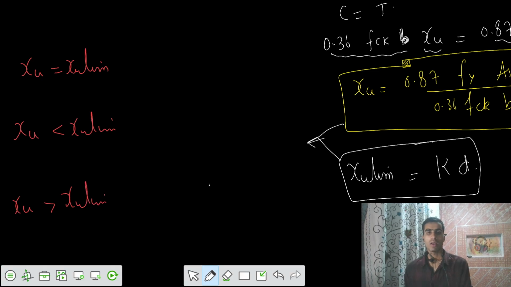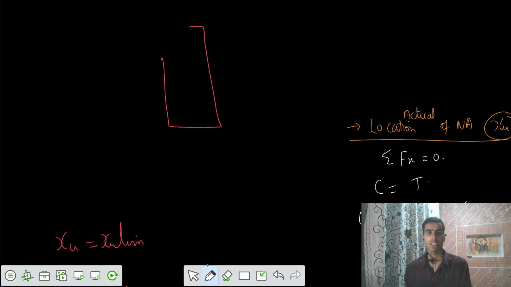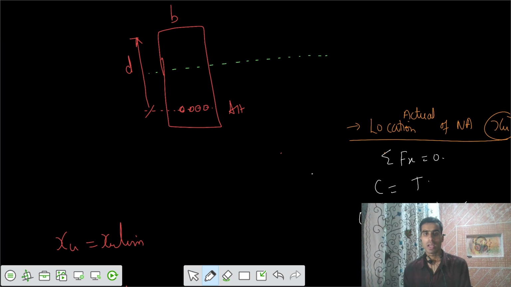So let's say there was some section, we had some steel Ast, the area of the steel bars was Ast, and the total effective depth up to the center line of those steel bars was the effective depth small d, and there is some cross section width b. I would say the limiting neutral axis location was, let's say, here, and the variation of the strain was in this fashion.